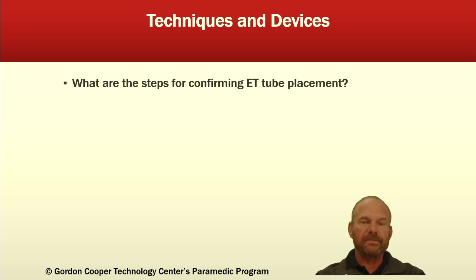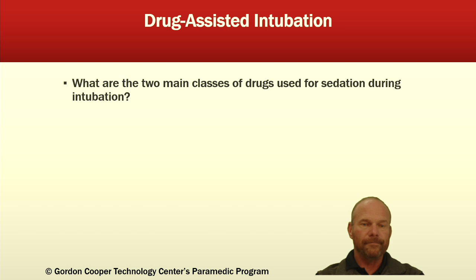Now, what are the steps for confirming ET tube placement? Pause. Visualization of the tube passing through the vocal cords, end tidal CO2 detection, and then, of course, bilateral chest rise as well as auscultation of breath sounds. Obviously, our first thing would be seeing it pass through the vocal cords, and then end tidal is going to be really important as well.